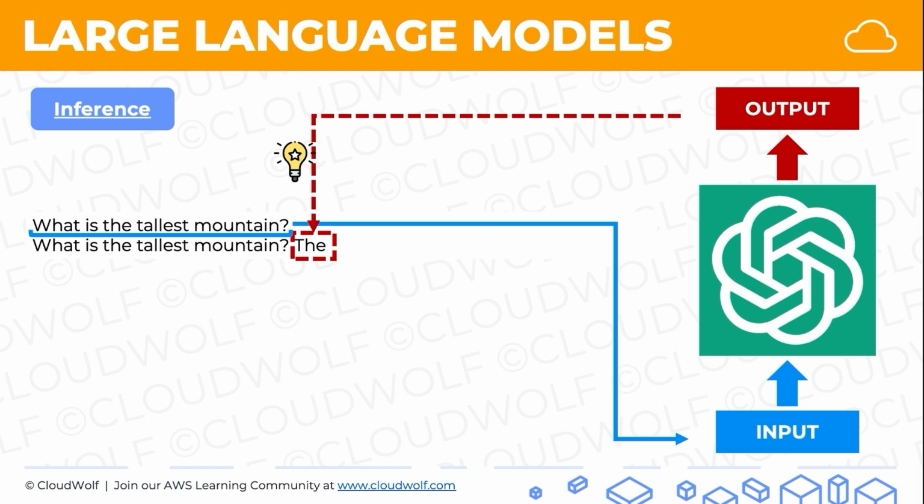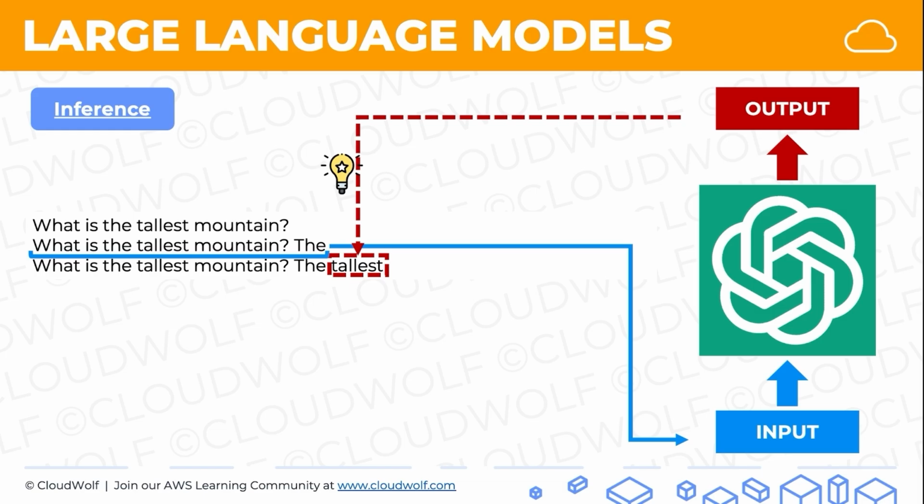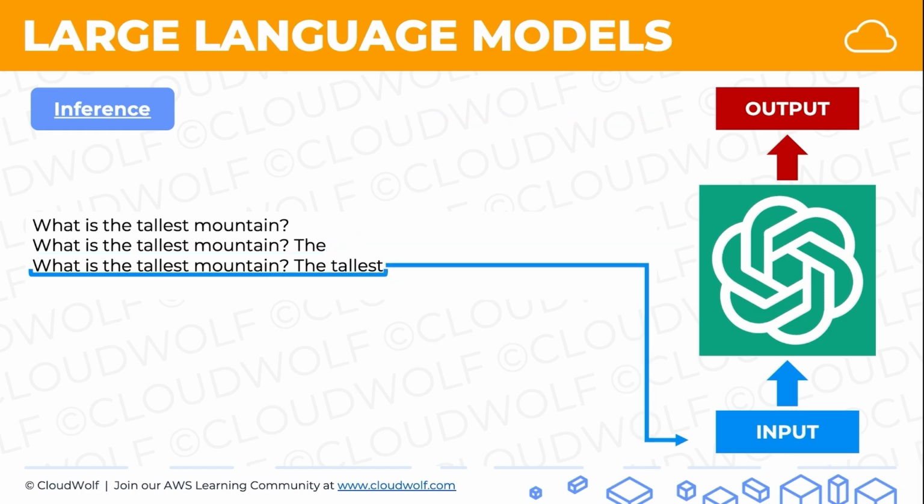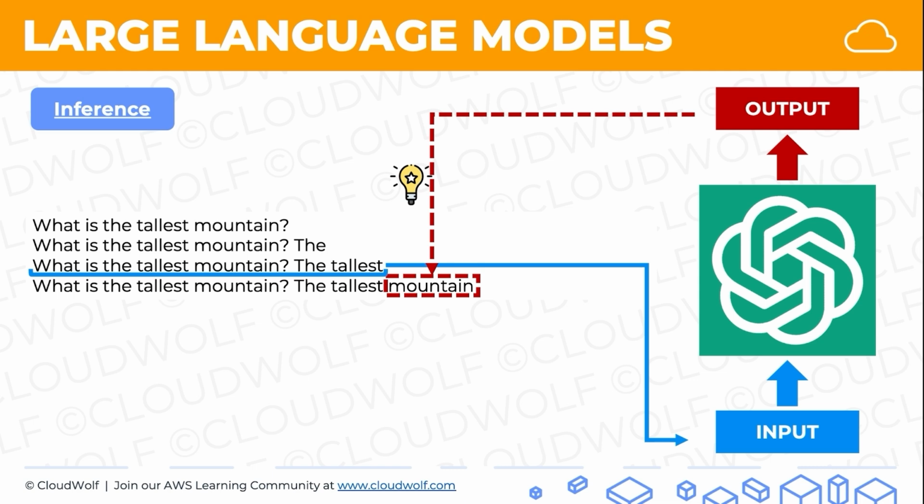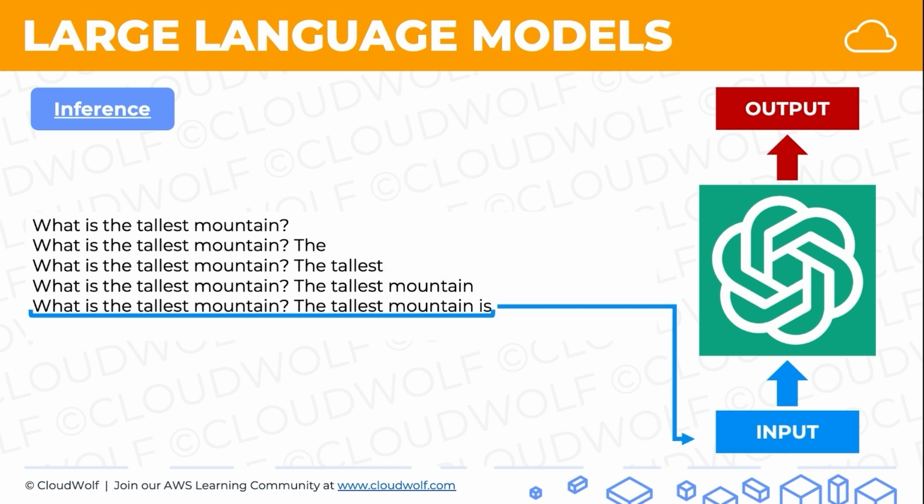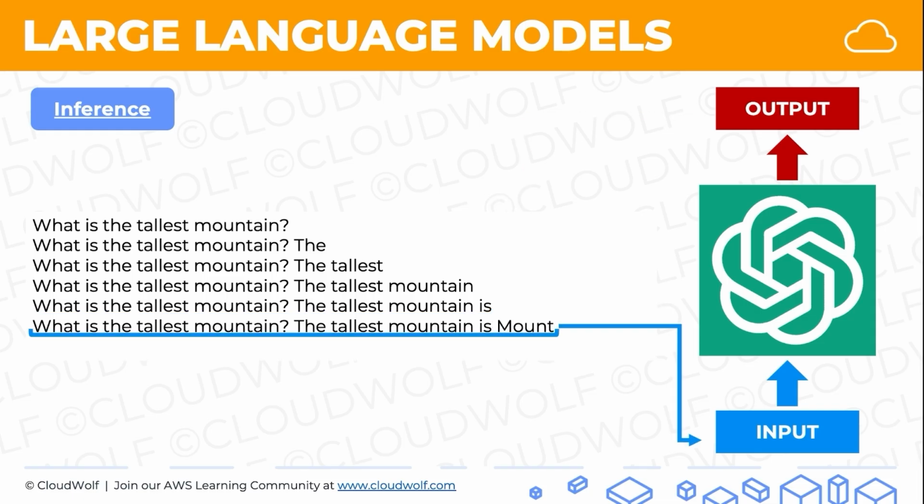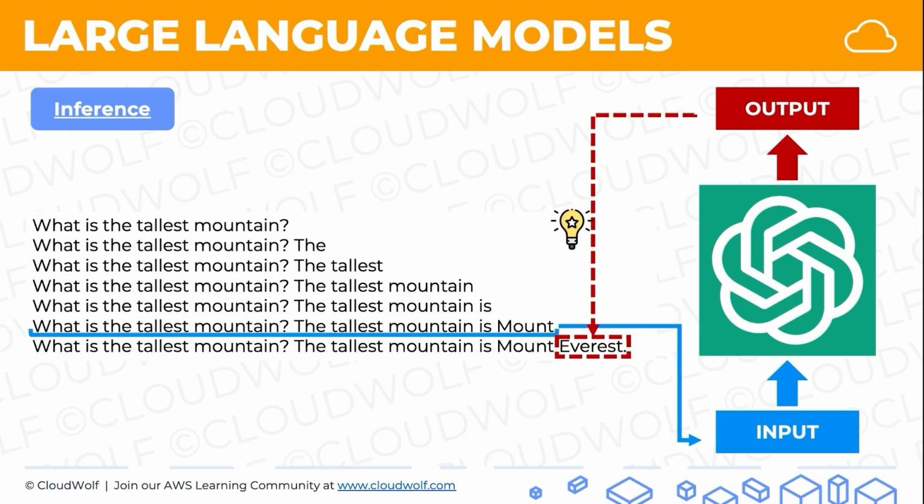And now it will take all of our original sentence plus its generated word, and it will take that as input. Then it'll predict the next word, which is in this case "tallest." Then it'll take all of that as input, put it in, and generate the next word, "mountain." As you can see, the key here is every time it's taking all of our original sentence plus the words that it's already generated so far, and using that as input.